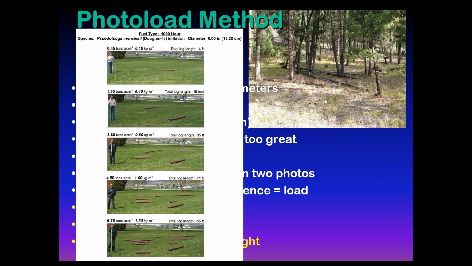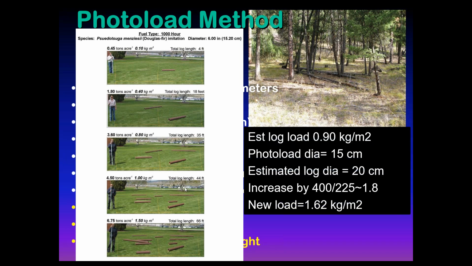And what you do is you go down and look at the conditions in the field here and match it with the logs that are here. And you're probably somewhere between about 0.1 and 0.8. So 0.1 kilogram per square meter is too much, and 0.8 is too little. So we're probably in the middle. So we put it at 0.9.